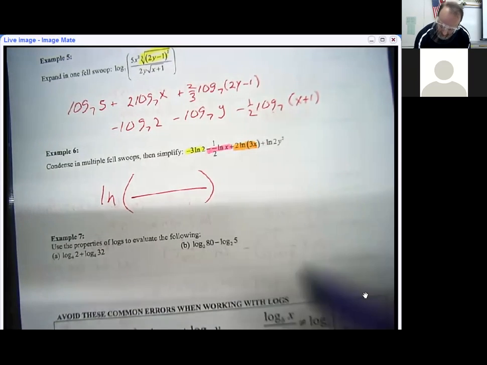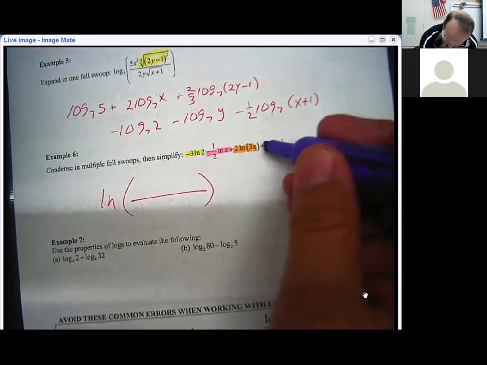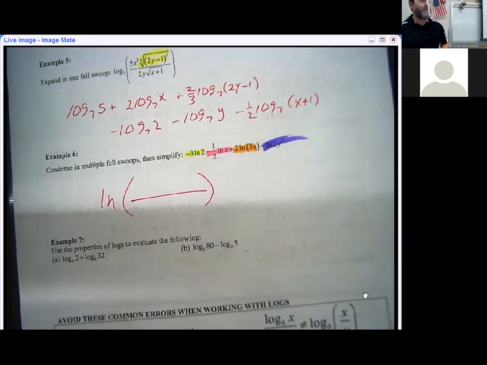I hope this isn't too dark. This is going to be really dark. That's really dark.